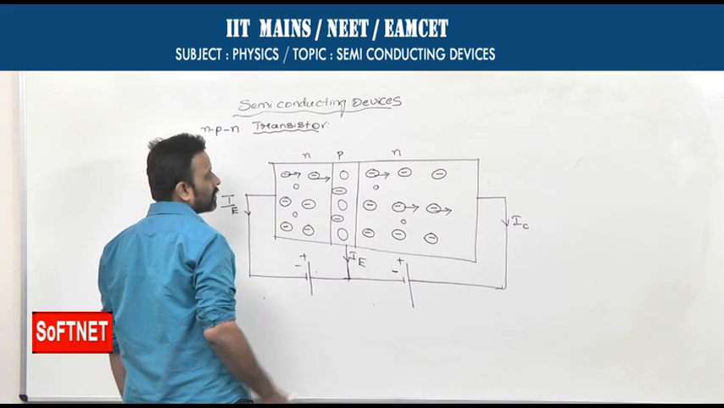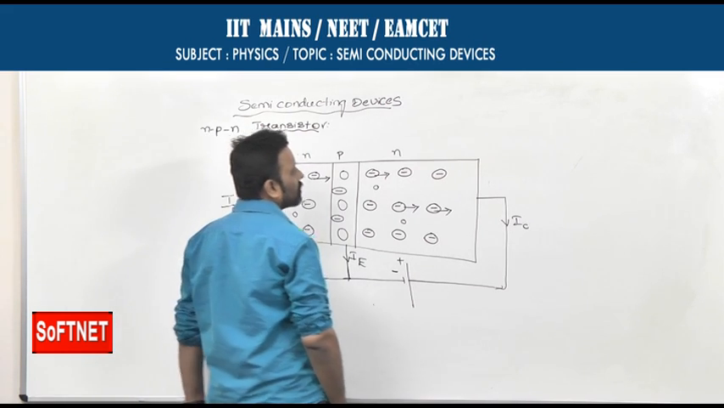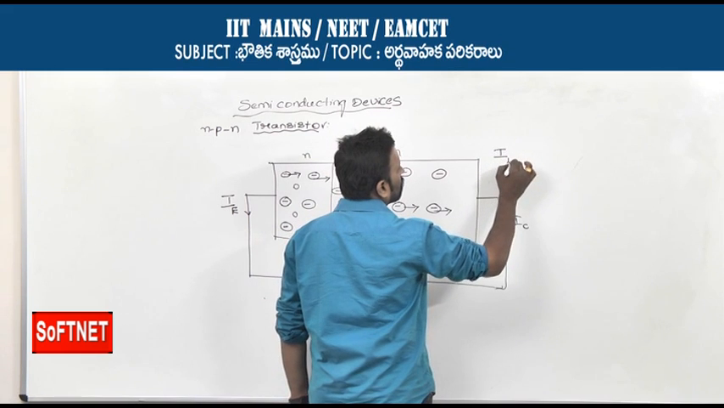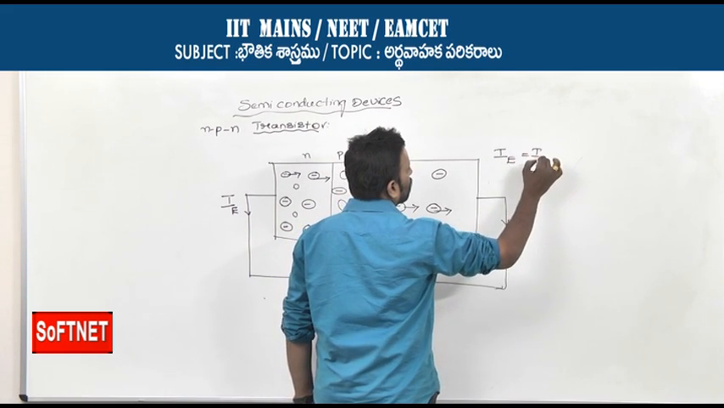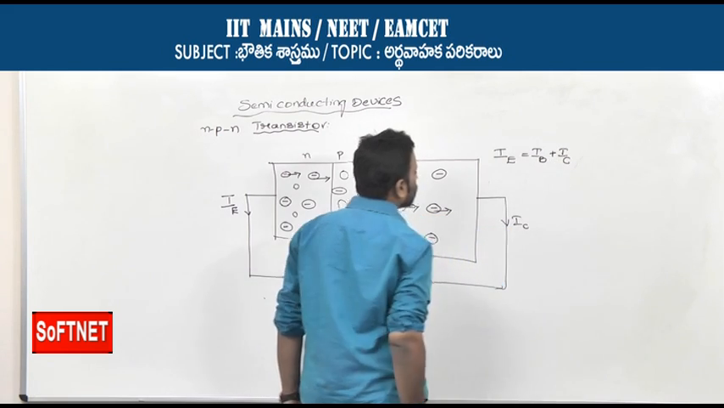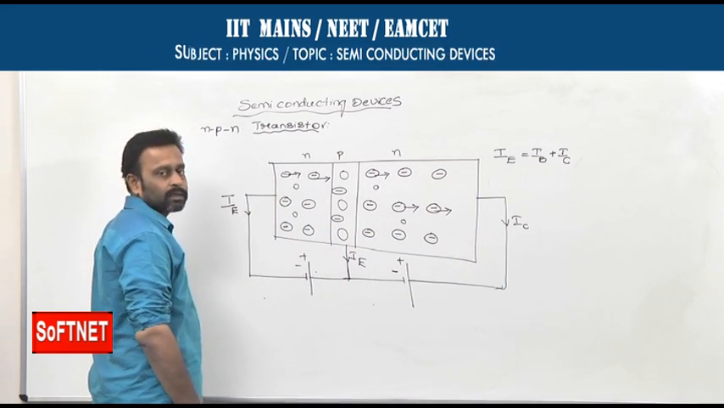The process continues so on, such that the relation between various electric currents in this transistor is: emitter current is equal to base current plus collector current. So this is the working of NPN transistor.